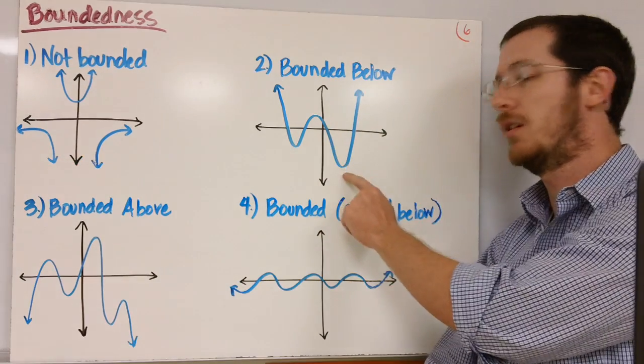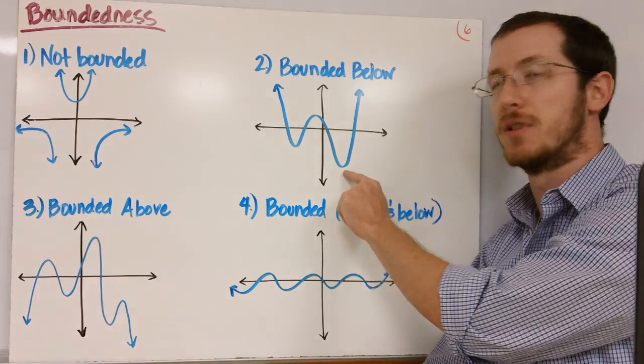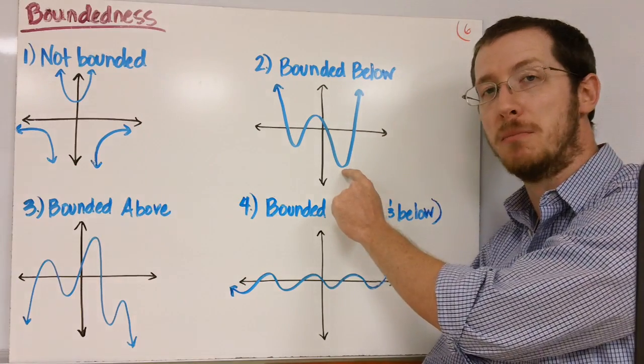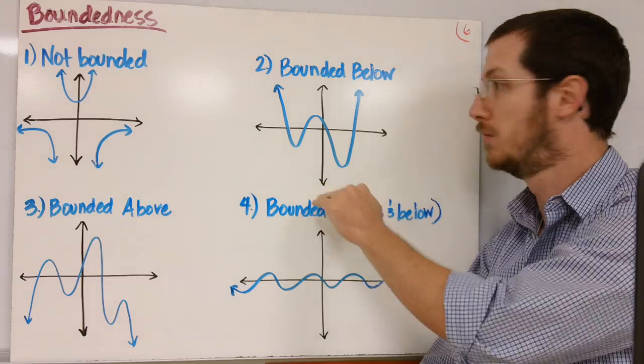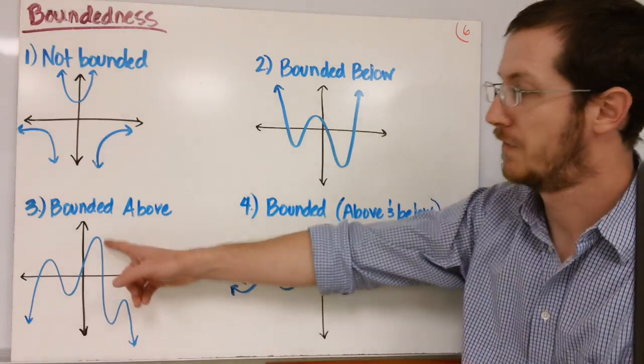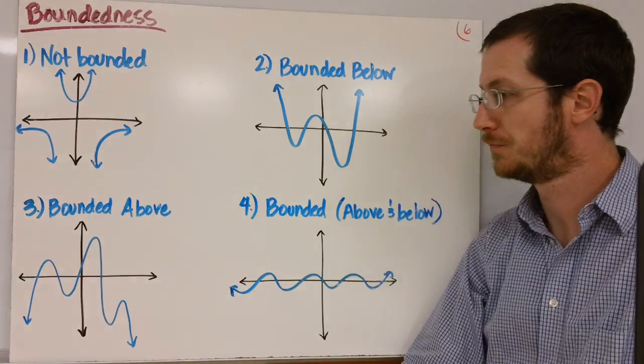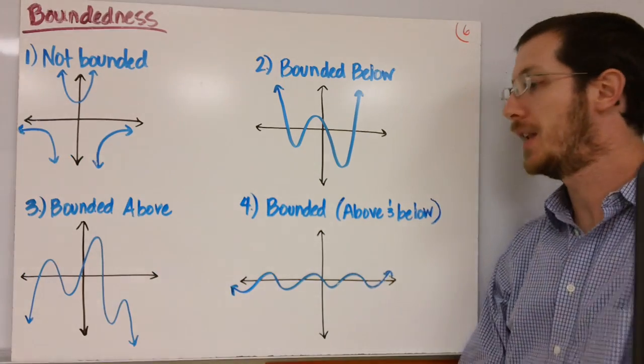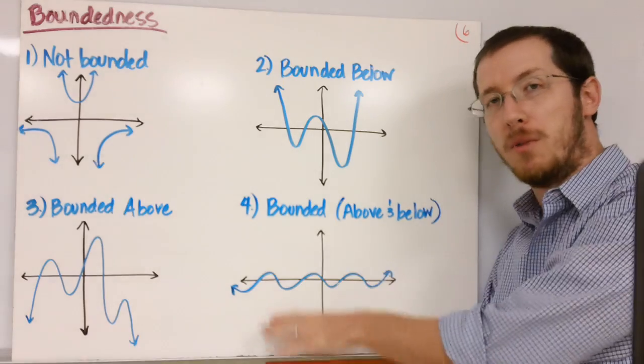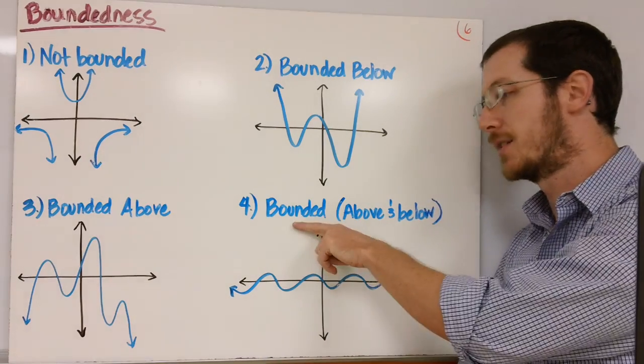If it's got a limit on the lower side of its range, if it's got an absolute minimum, then it's bounded below. If it's got a maximum, then it's bounded above. And if it's limited both above and below, then we say it's bounded.